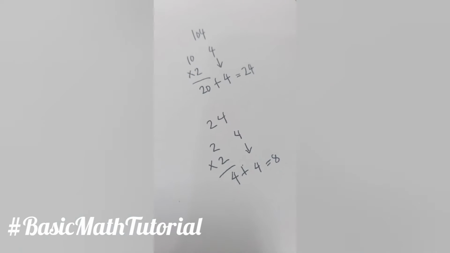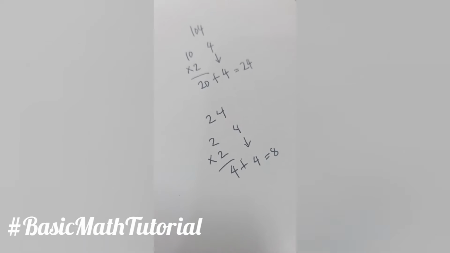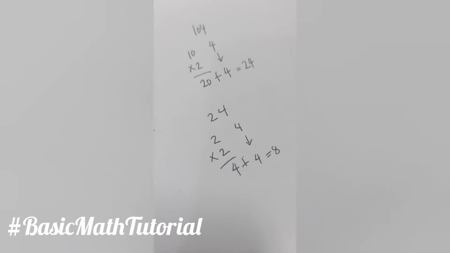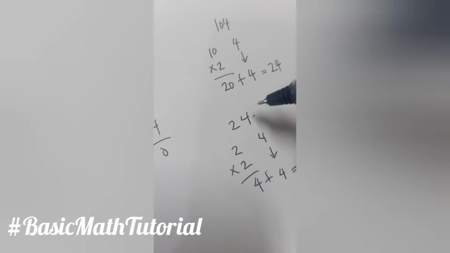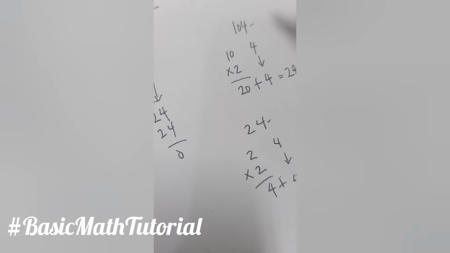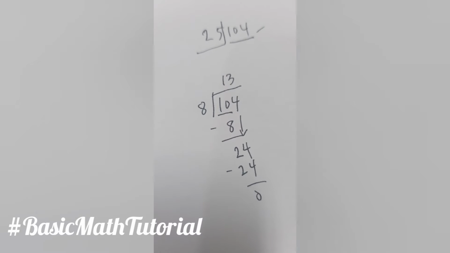So now, since the result is 8, nobody will debate that 8 is a multiple of 8. That 8 is indeed a multiple of itself. So since 8 is a multiple of 8, then 24 is a multiple of 8. Then 104 is a multiple of 8. Therefore, 25,104 is a multiple of 8.